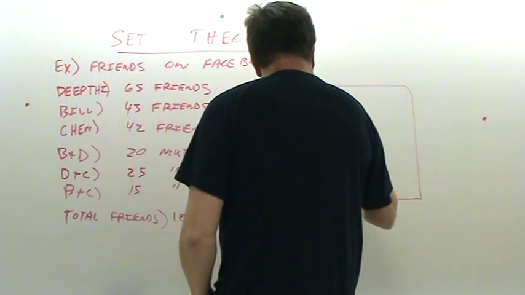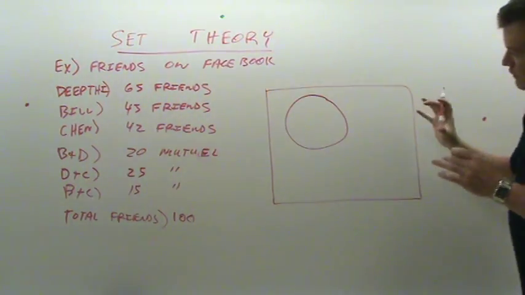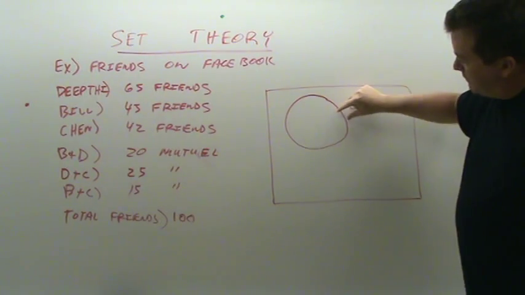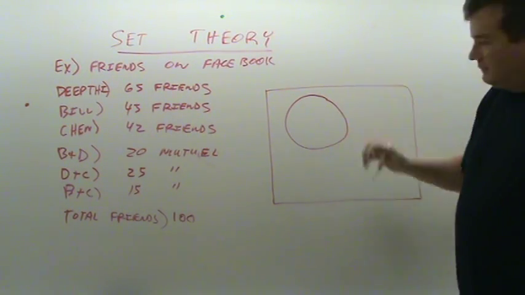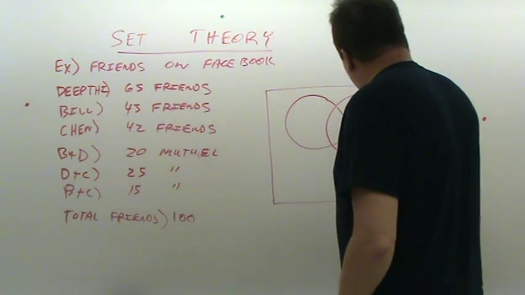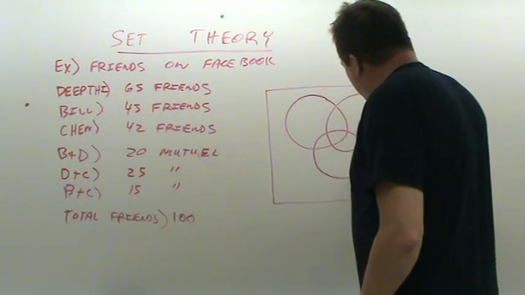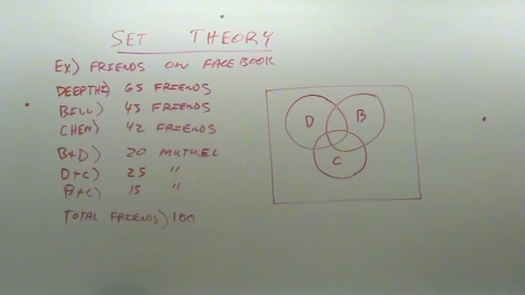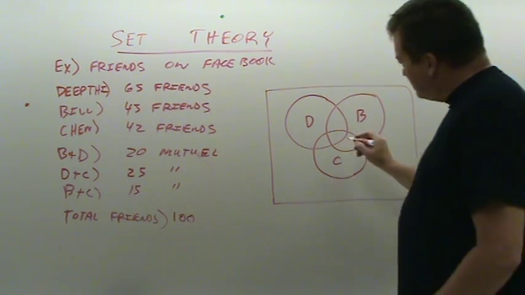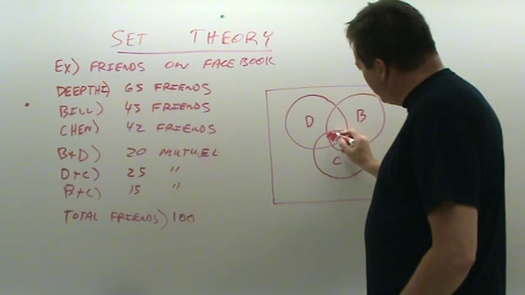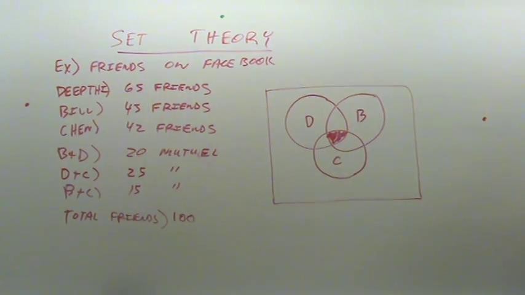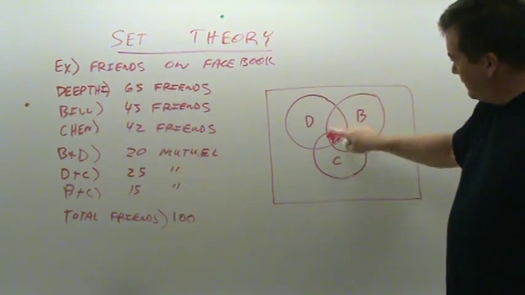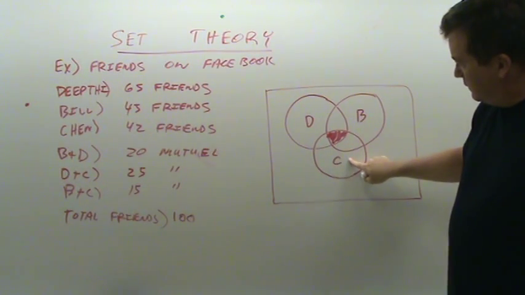You have all of one person's friends, and whenever you have sets, you always want to make them overlap with each other, being mindful of the fact that where they overlap could be an empty set. It's possible. So then we have a second person and a third person. Let's say we have D and B and C. Three different people. What we're trying to figure out is how many people are friends of all three of us. We know how many are in D. The set D has 65, the set B has 45, and the set C is 42.